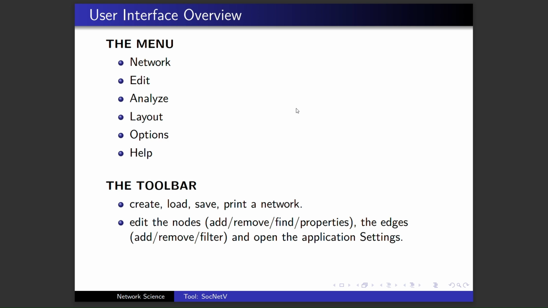The toolbar. The toolbar is used to create, load, save, and print a network. It also has options to edit the nodes, like add, remove, find the nodes, and change their properties. The edges can be edited by adding them, removing them, or filtering them. And we can open the application settings.